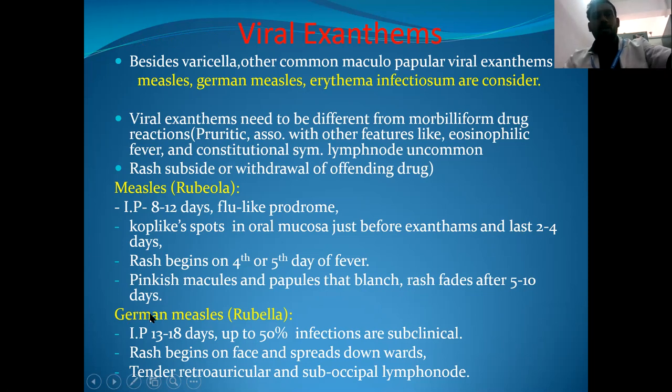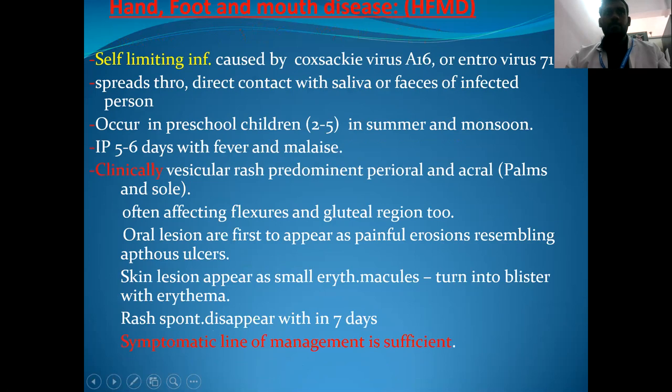German measles, or rubella, will have an incubation period of 14 to 18 days. Up to 50% of infections are subclinical, and the rash will begin on the face and spread downwards. Tender retroauricular and suboccipital lymph nodes can be seen.